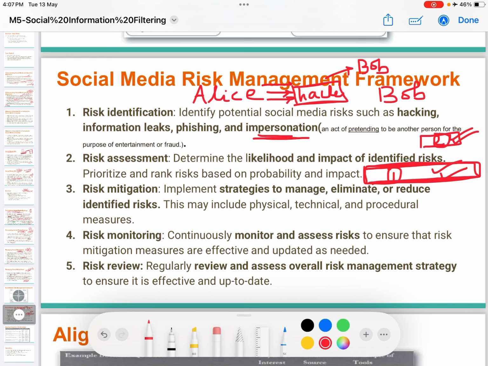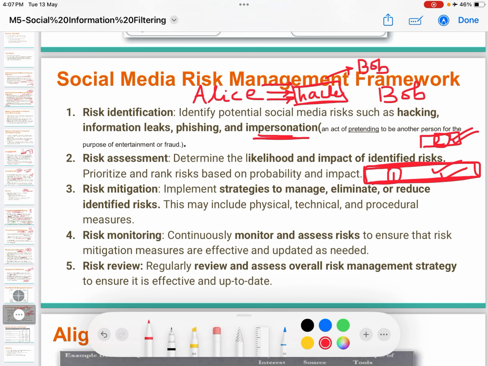That is risk assessment. Then comes risk mitigation. Implement strategies to manage, eliminate or reduce the identified risk. Once you identify the risk, mitigate, that is, eliminate the risk or reduce the risk. This may include physical, technical and procedural measures. Mitigation is reduction of something. You need to reduce the risk.